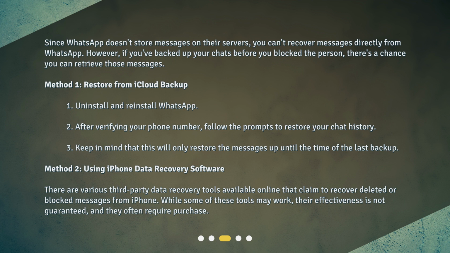Method 1. Restore from iCloud Backup. 1. Uninstall and reinstall WhatsApp. 2. After verifying your phone number, follow the prompts to restore your chat history. 3. Keep in mind that this will only restore the messages up until the time of the last backup.